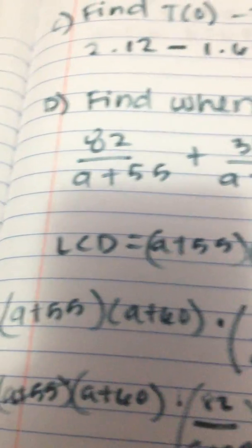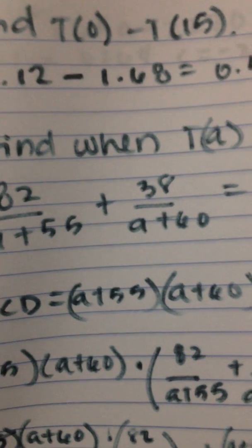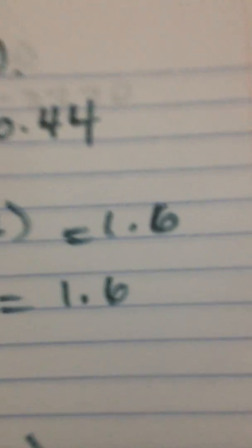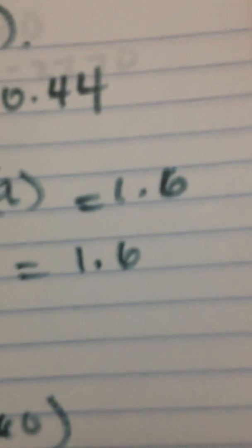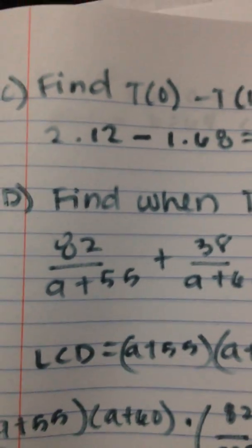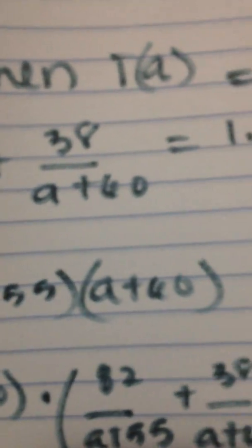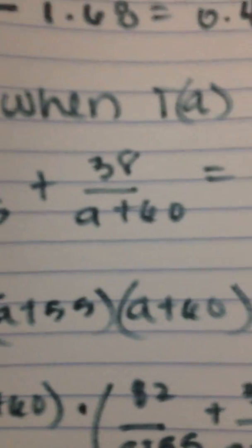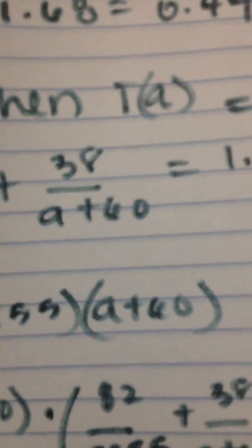And part D, the final part, is find A when T of A is equal to 1.6. So we're going to find how many miles per hour over the limit we're supposed to go if we want to reach 1.6 hours. First, you find the LCD of this equation. And our LCD here is A plus 55 times A plus 60.